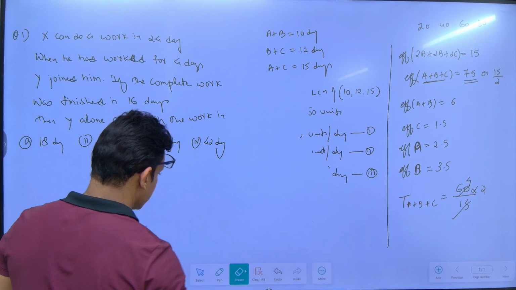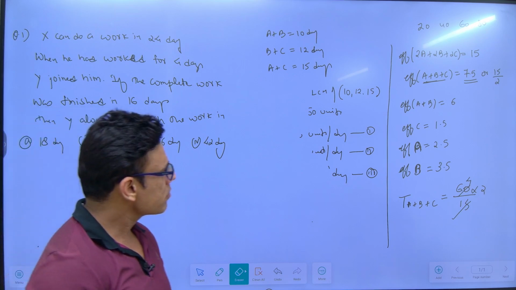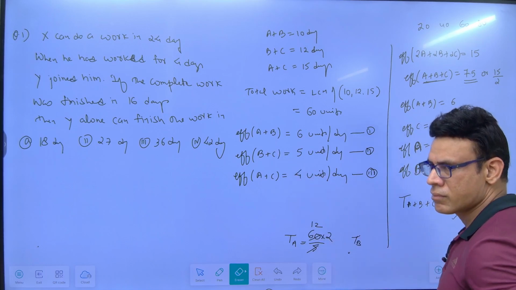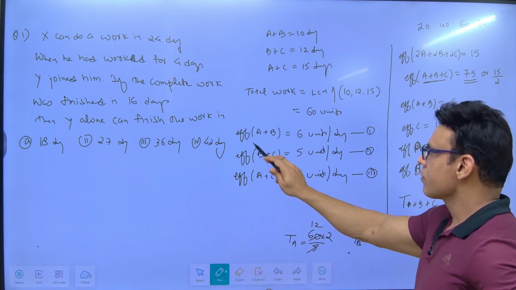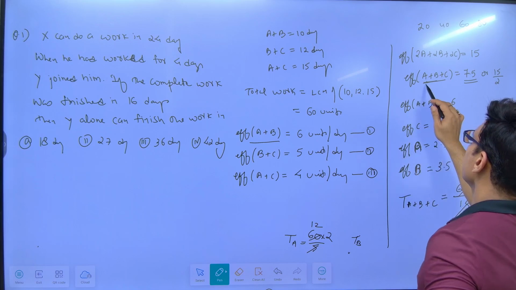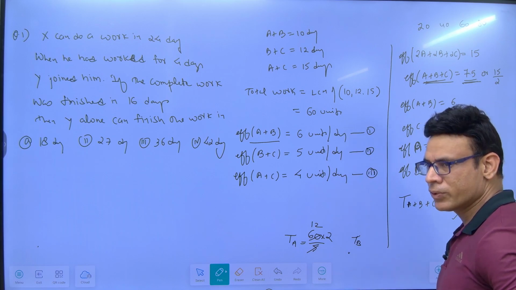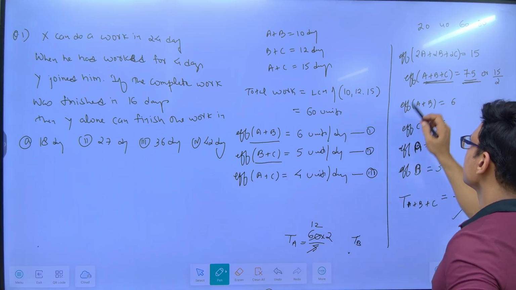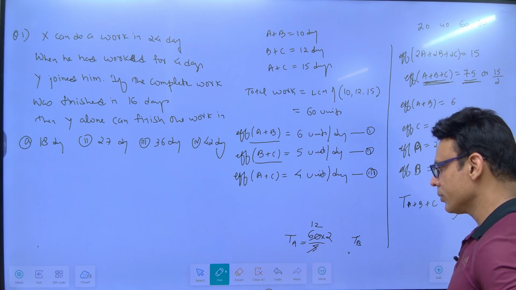Others also please pay attention. What is the combined efficiency of A and B? And what is A plus B plus C? What is the efficiency of C? 1.5. Again, efficiency of B plus C is what? A plus B plus C is 7.5. Understood?